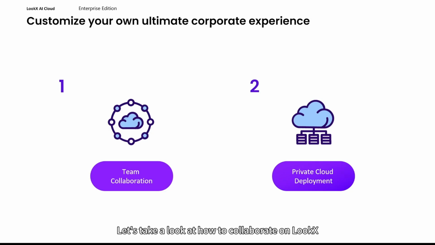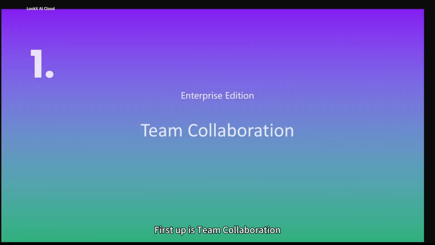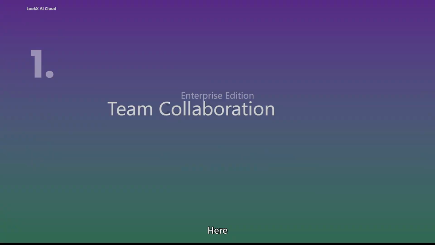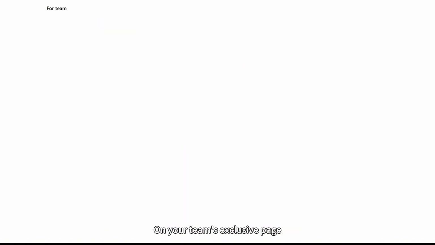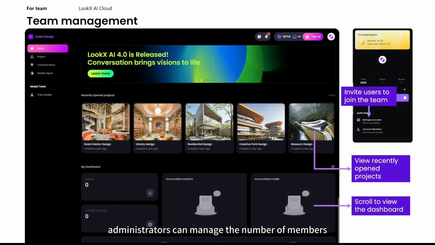Let's take a look at how to collaborate on LookX and what customization services we offer. First up is Team Collaboration. Here, you can manage your outcomes together with your team members. This also includes a Team Private LoRa model library and a Team Private Project Cloud Disk. On your team's exclusive page, administrators can manage the number of members and their permissions.